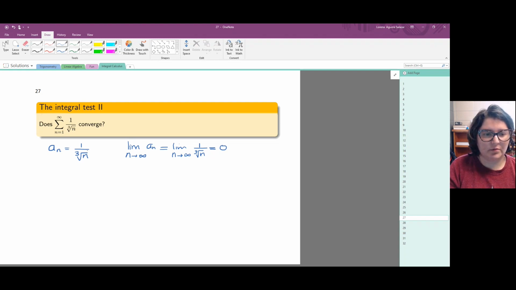This tells us that there is hope that this series converges. At least we can't discard that the series converges at this point. So now let's move on to the next part.